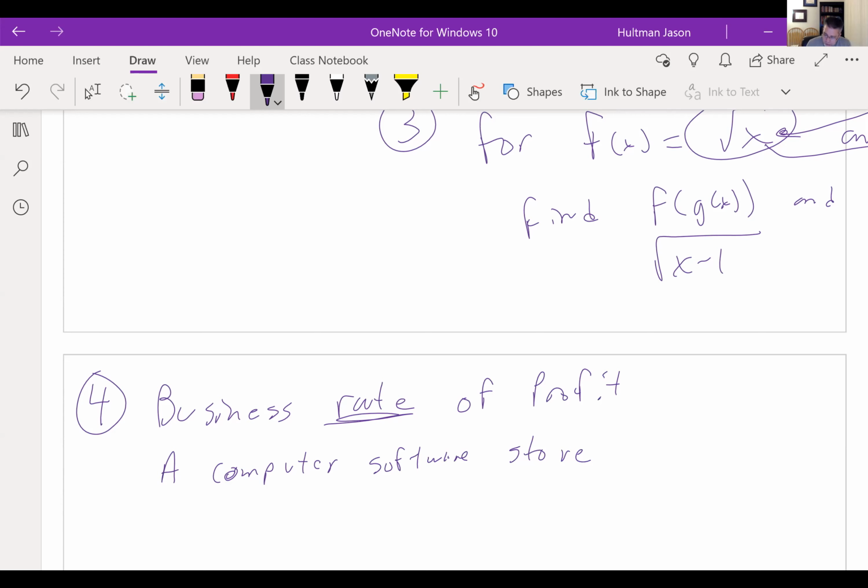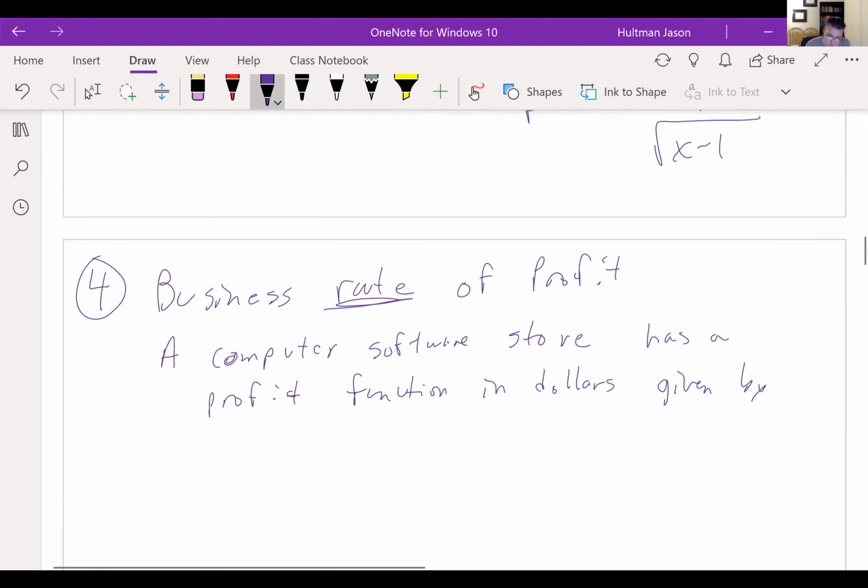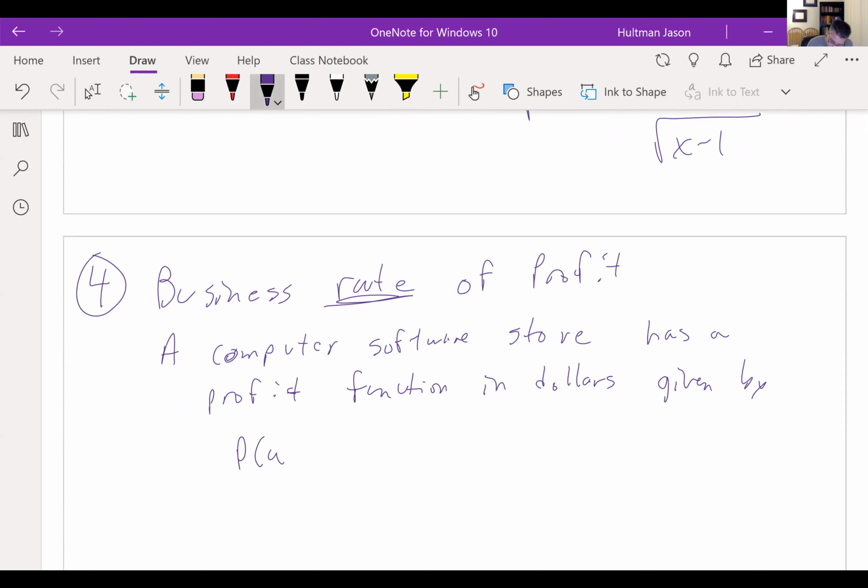Okay. Has a profit function in dollars given by P of U, okay, is equal to 0.1 U squared minus 500, where U is the number of units sold.